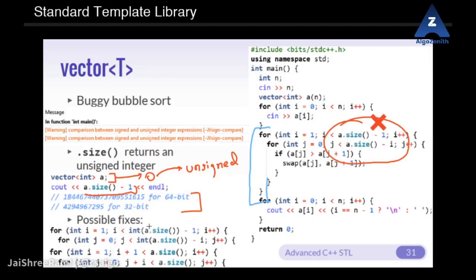So it's a good practice to keep a.size() typecasted to integers, or you don't even subtract anything from a.size(). That's the best way you can code. Make sure you check these when you're coding, or else you might find bugs in your code, right?